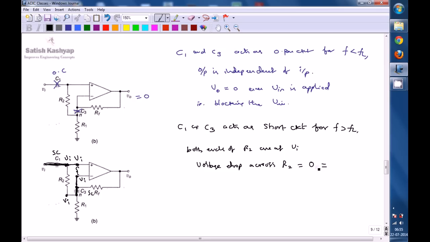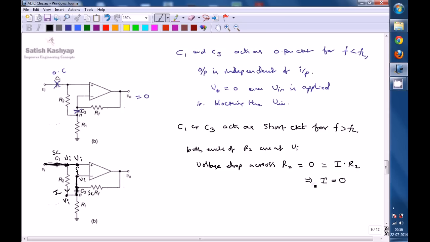Voltage drop across R2 can be seen as the current flowing through that resistor multiplied by that resistor. The current flowing through it, I am assuming it as I. So I into R2 is the voltage drop, but R2 has some value, so definitely this forces I to become 0.